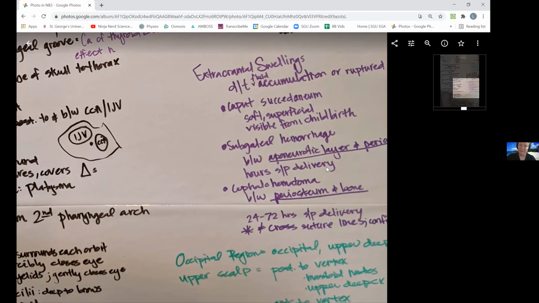I think both of them will cross the suture line. And the reason is this is between the periosteum and the bone, and the periosteum is closely associated with the bone. Since the skull is made up of separate bones that fuse together, the periosteum is going to be associated with it. So it's between those two layers, and it's not going to cross. Whereas the subgaleal hemorrhage, I hope I'm saying that right, is between the aponeurotic layer and the periosteum. While these are layers of the scalp, they're not closely associated with one another like the periosteum and the bone are. And so you are going to get that crossing the suture line.